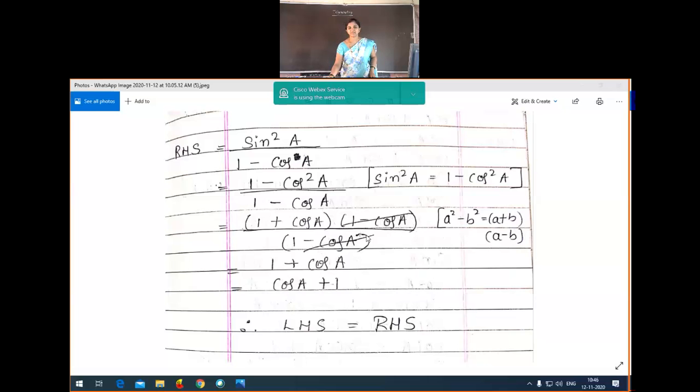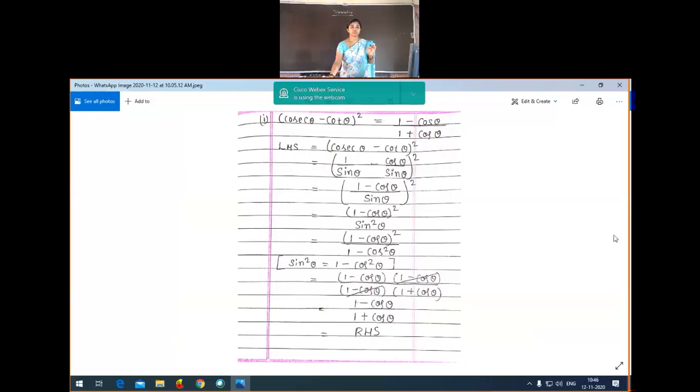See here, 1 minus cos A, 1 minus cos A get cancelled. 1 plus cos A. 1 plus cos A is nothing but cos A plus 1. In the LHS part also we got cos A plus 1 only as the answer. So then RHS part also cos A plus 1. So LHS is equal to RHS. This is the very simplest problem. Is that clear, students? Yes. So now let us move on to the fifth question.